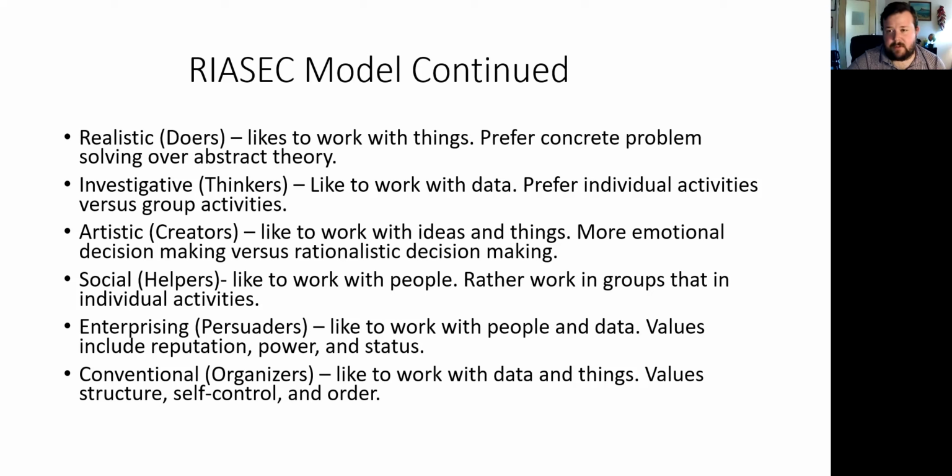So enterprising, also known as persuaders, like to work with people and data. Values include reputation, power, and status. Those are kind of their motivating factors. And then finally, conventional, those are organizers. They like to work with data and things, and value structure, self-control, and order.